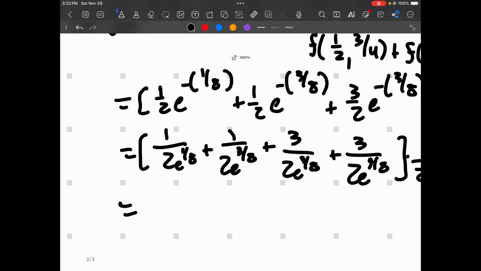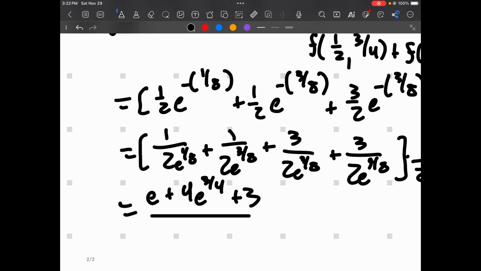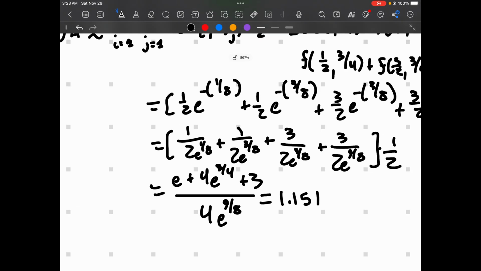And this can be simplified to e plus 4e to the 3/4 plus 3 over 4e to the 9/8, which is also equal to 1.151. So this will be our answer for part B.